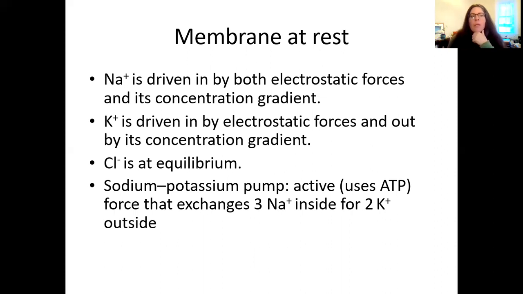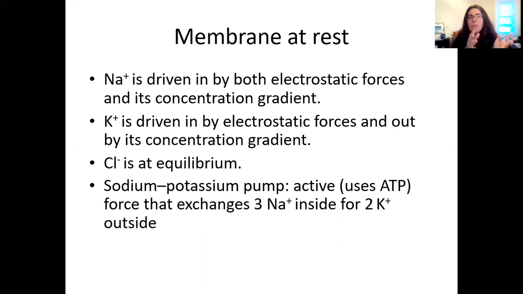Okay. So potassium, on the other hand, potassium has a positive charge. And again, the inside of the cell is more negative as compared to the outside. So the electrical gradient wants to move potassium inside the cell, right? Opposites attract. Negative inside, potassium's positive. Electrical gradient wants to move it inside the cell, right?